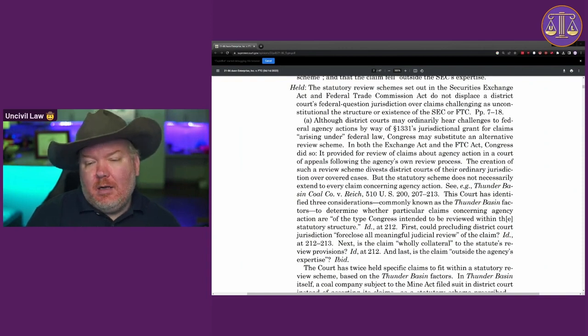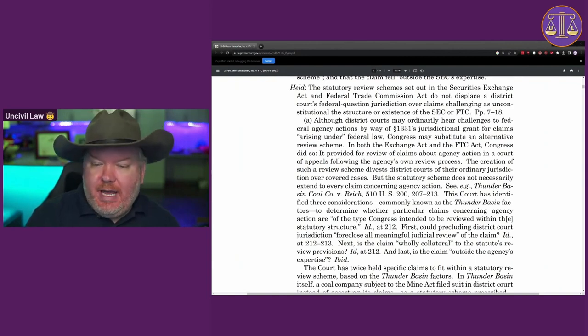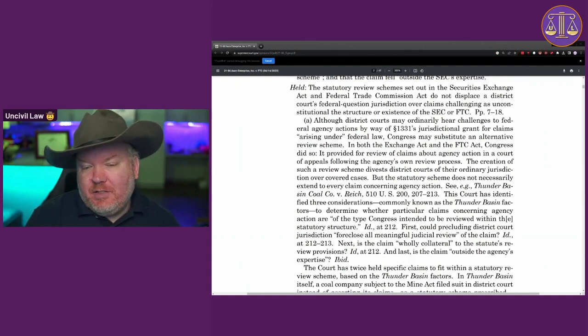Although district courts may hear challenges to federal agency actions by way of the general jurisdictional grant, Congress may substitute an alternative review scheme. In both the cases at hand, Congress tried to do so. It provided for a review scheme about agency action in a court of appeals following the agency's own review process. The creation of such a review scheme would normally divest district courts of their jurisdiction. But that scheme does not normally extend to every claim. This court has identified three considerations to determine whether particular claims concerning agency actions are of the type Congress intended to be reviewed within the structure.